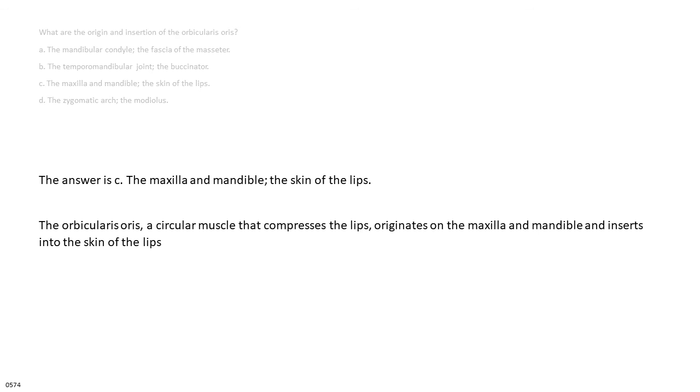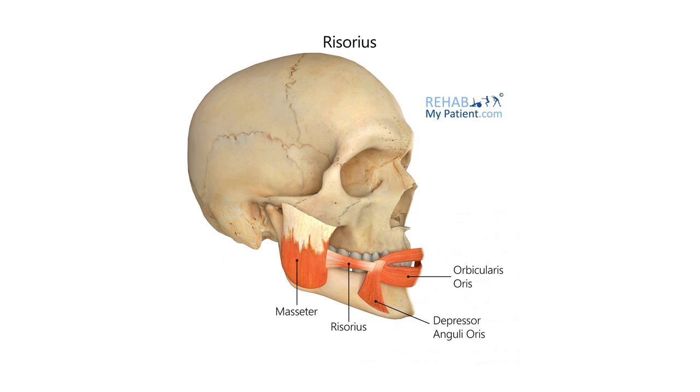The orbicularis, a circular muscle that compresses the lips, originates on the maxilla and mandible and inserts into the skin of the lips.